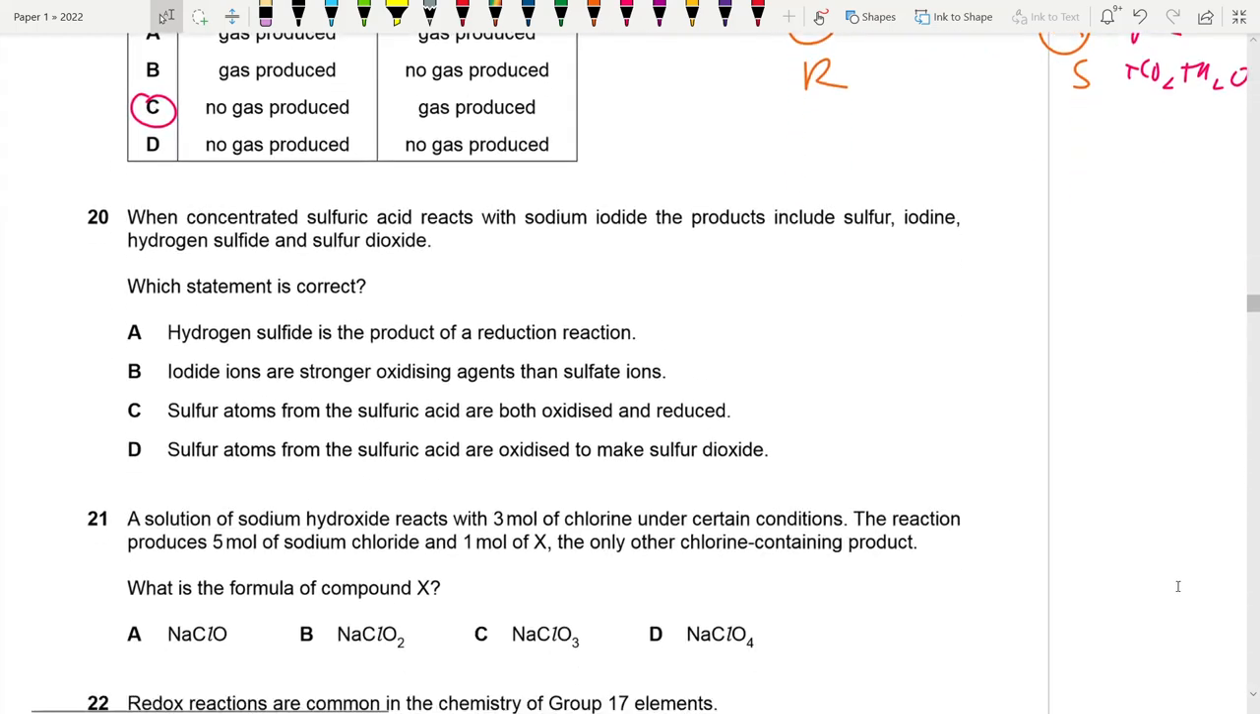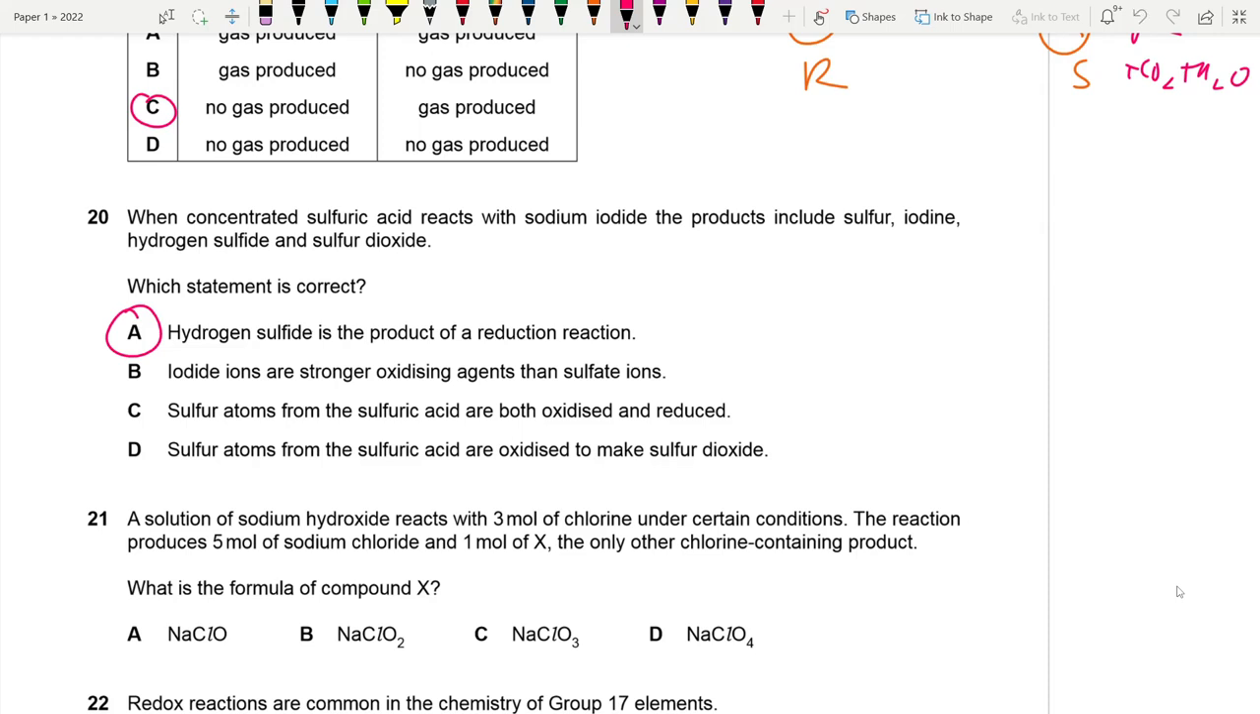20. When concentrated sulfuric acid reacts with sodium iodide, the products contain sulfur, iodine, hydrogen sulfide, and sulfur dioxide. Which statement is correct? Basically, guys, iodide was oxidized. Hydrogen sulfide is the product of a reduction reaction. This is 100% true. Do you understand? Iodide was oxidized to form iodine, and the sulfur in sulfuric acid was actually reduced to form hydrogen sulfide, sulfur dioxide, and yellow sulfur.